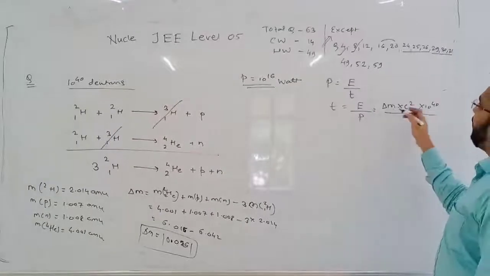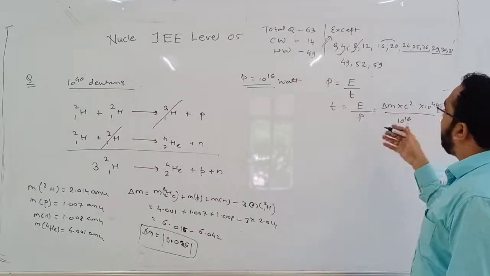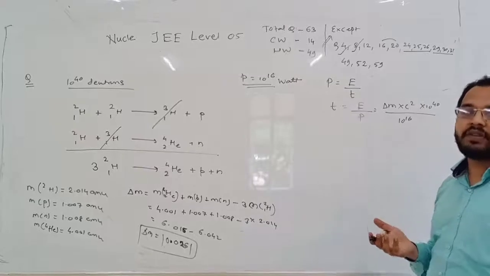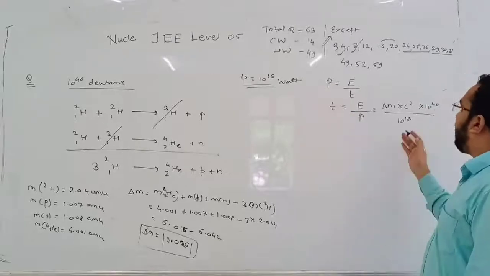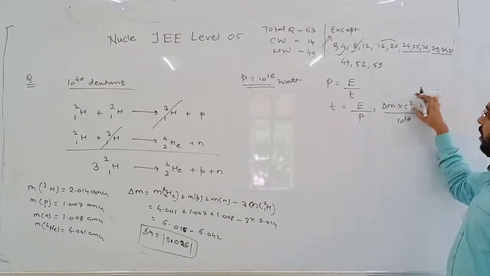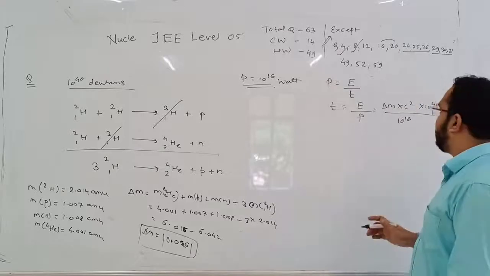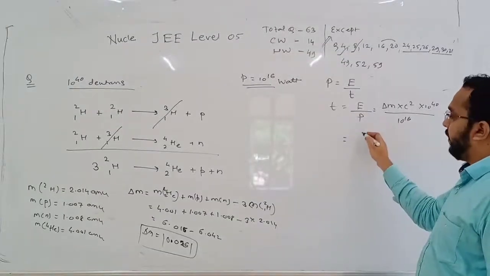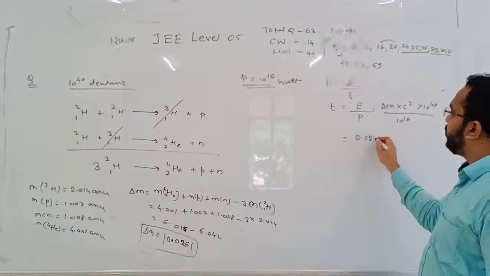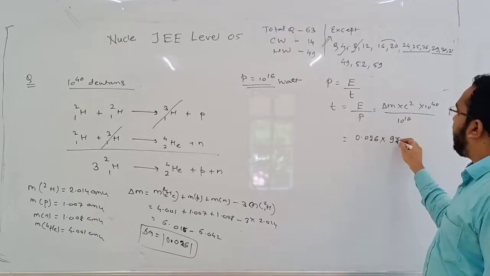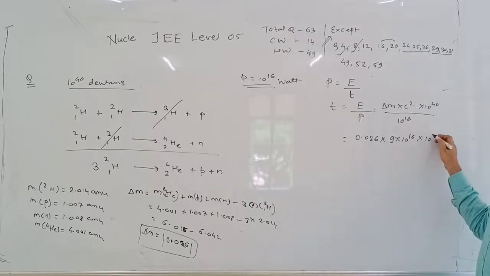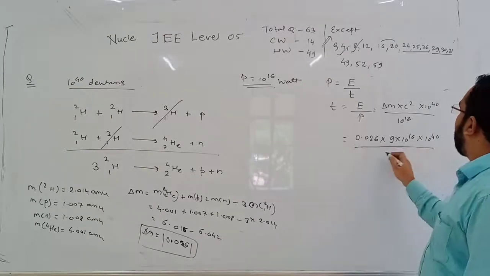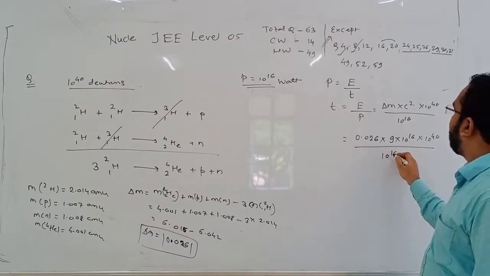Upon power 10 to the power 16. Now here no need to divide it by 1.6 into 10 to the power minus 19, because we need the answer in watt. Power is in watt. So keep the numerator in joules. Energy in joule. So delta M is 0.026 into C square, 9 into 10 to the power 16, C is 3 into 10 to the power 8 squared, into 10 to the power 40, upon 10 to the power 16.